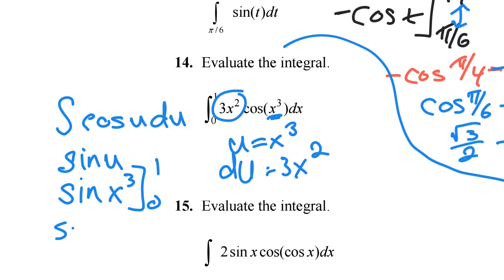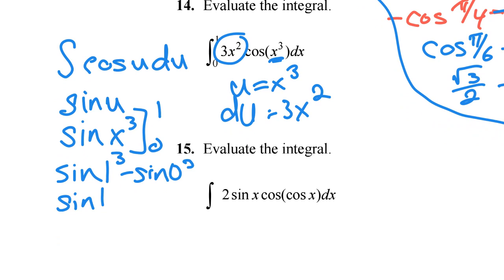So this is going to be sine of 1 cubed minus sine of 0 cubed. Sine of 0 is 0. Don't know what the sine of 1 is, unless I put it in my calculator. Make sure you put it in radians. This is 0.8415.